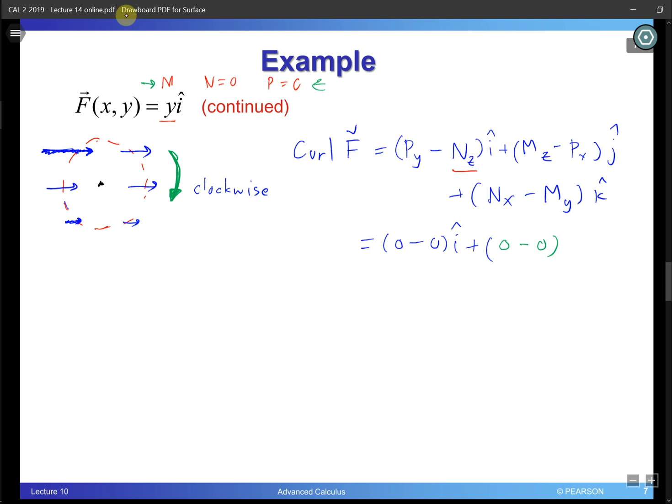Seems like nothing is happening right now, so let's take a look at the last term. So we have k right here. Now the last term: n with respect to x, n is 0, so it comes out to be 0, minus m with respect to y. So m right here is equal to y, so the derivative of y with respect to y is last component. So in the end we have this, which is equal to 1, so minus k. So we can see the minus sign; this is clockwise circulation.